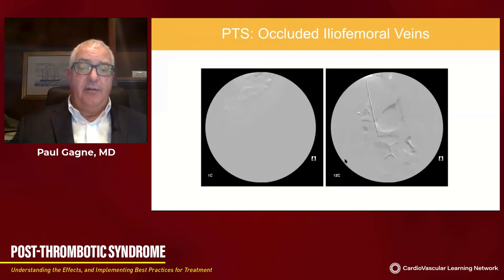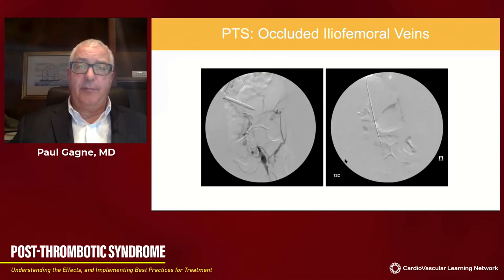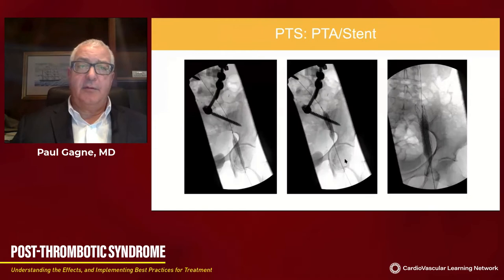These are the films of her venogram. You can see on the left, collaterals with near occlusion at the common femoral vein and the pelvic brim. We crossed this lesion to the IVC. You can see that the common iliac vein is small and diseased. We went ahead and angioplastied the entire length of the lesions and then built up stents from the common femoral through the external iliac and up to the IVC. And this is her completion study.